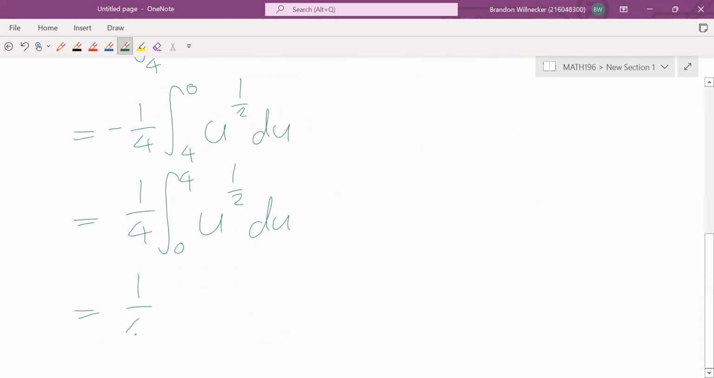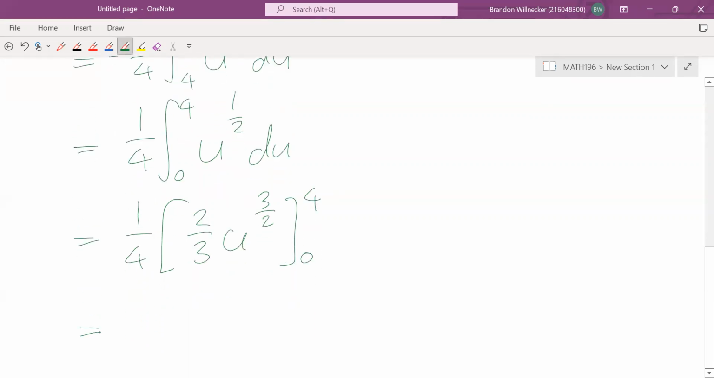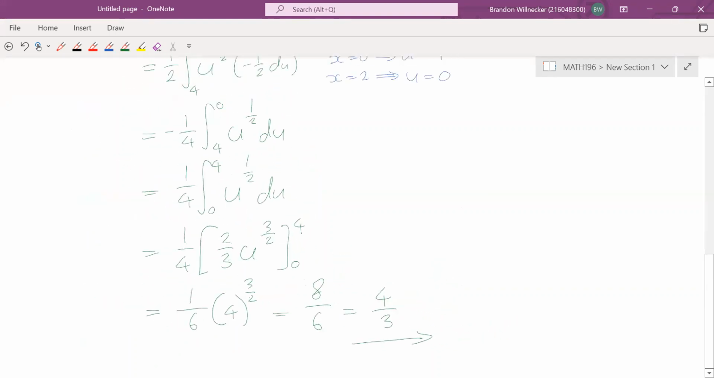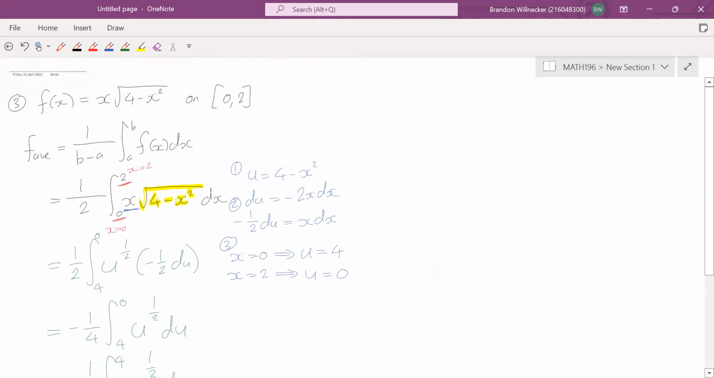Okay, so let's do the integral. So we have 1/4, add 1 to the exponent to make it 3/2. Divide by that, we get 2/3. u to the 3/2 from 0 to 4. Okay, so that's going to become 1/6, 4 to the 3/2. Okay, but 4 to the 1/2 is going to be 2. 2 to the 3 is 8. So we end up with 8/6, or we can write that as 4/3. Okay, so that gives us our average value for this function.